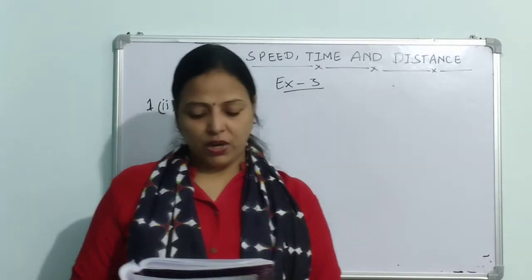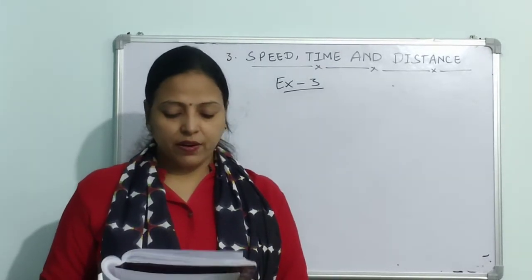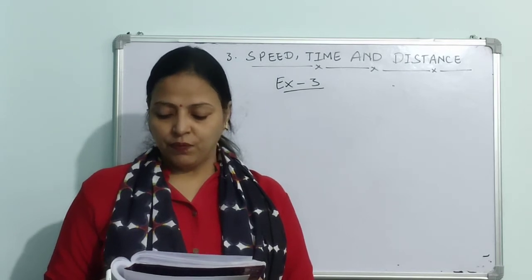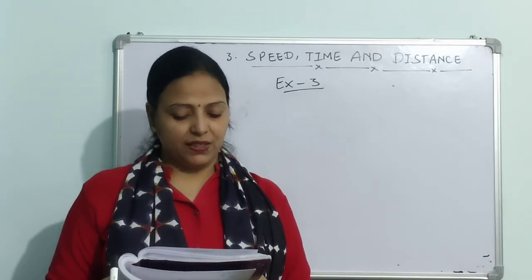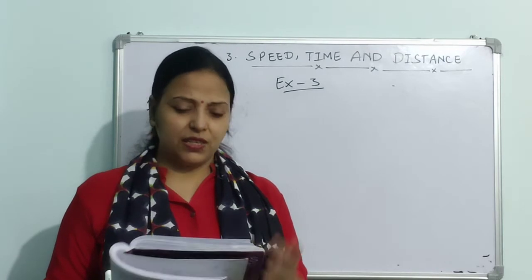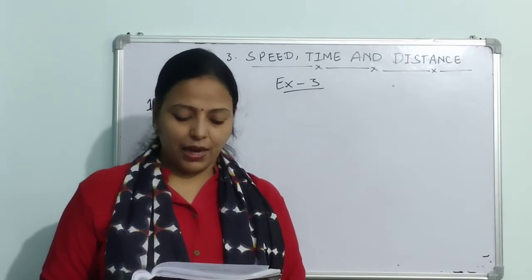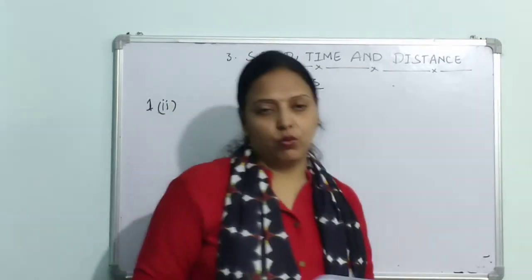Now question number 1, second part. A man runs from a place A to B in 1 hour 30 minutes. If the distance between the two places is 6 km, find his speed. Just like the first one, here also time is given and distance is given and you have to calculate the speed.